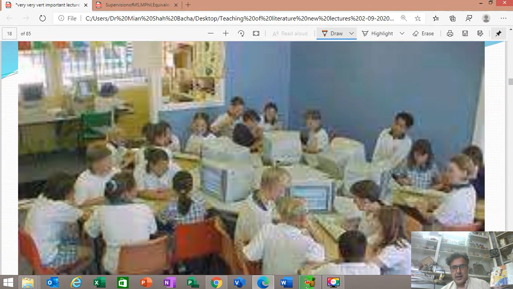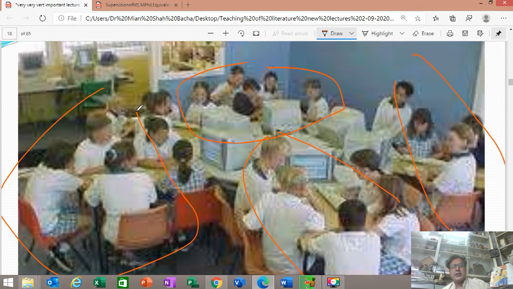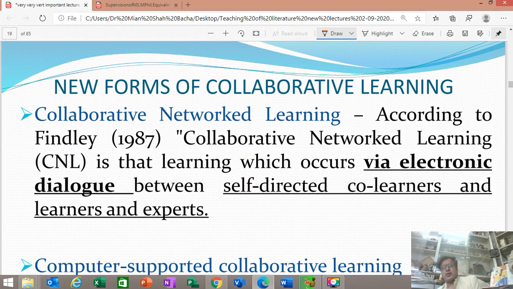Now you see there, in the picture, this is one group, this is another group, and this is another group, and they are sitting in groups. But when they discuss something in a certain group, their groups open up to other groups, and they discuss things with each other. We can say these are new forms of collaborative learning, a new collaborative network learning.